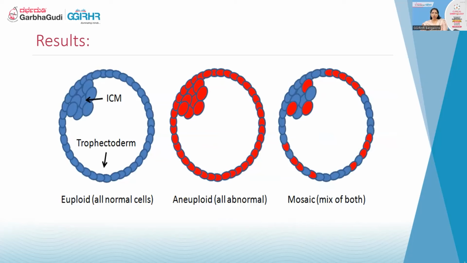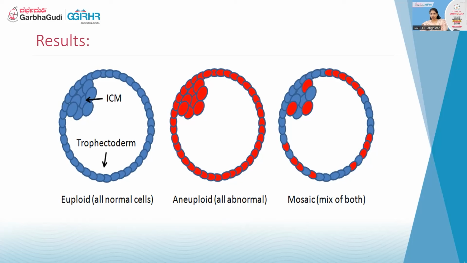And how will the result be for the PGT? Generally, we get the result in 3 setups. One is euploid. So the normal embryo, where everything is normal, comes as a euploid. And there is also a terminology called aneuploid. That is where the entire embryo is abnormal. It will have a defect or some chromosomal abnormalities will be present. So it will come as an aneuploid.